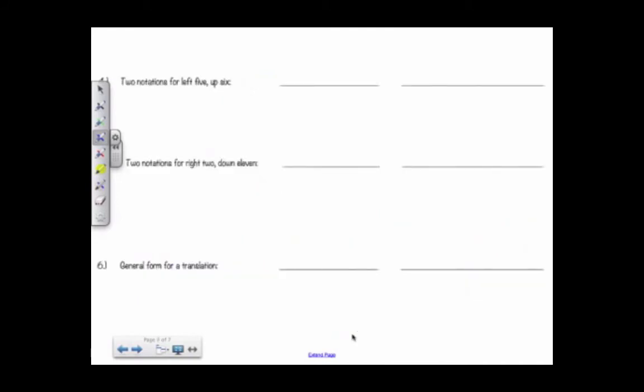Okay, so let's look at question number 4. It says to write 2 notations for left 5 and up 6. So one way I could write this is I could say capital T, and then since I'm going to the left 5, this would be a negative 5. And then I'm going up 6, so it would be a positive 6. Or I could say (x, y) turns into (x minus 5, y plus 6).